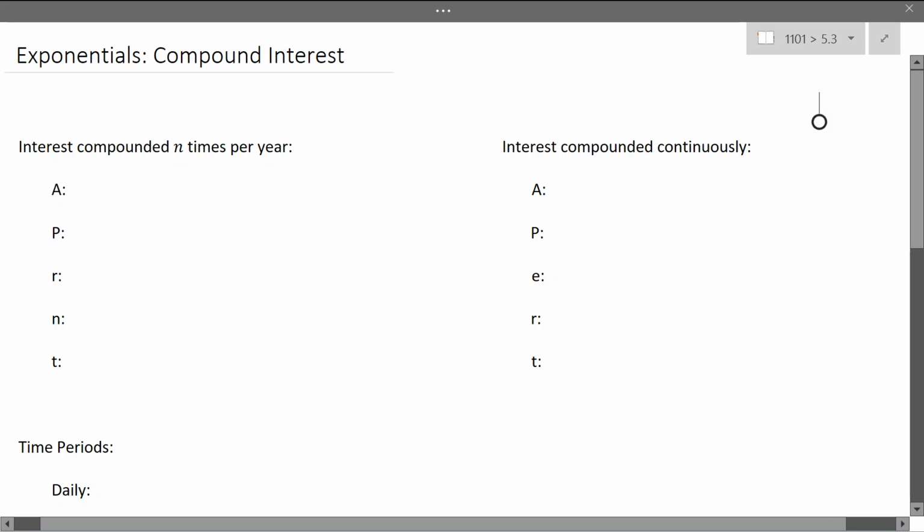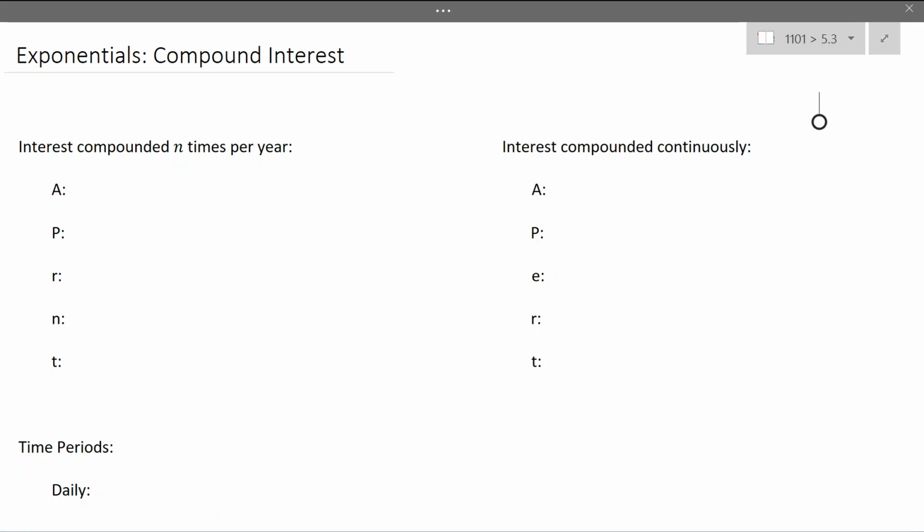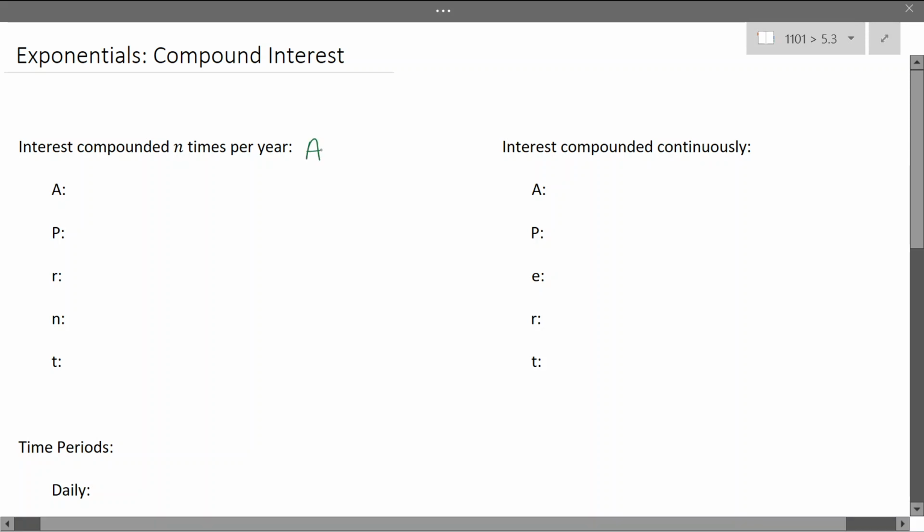In this video, we're going to be talking about compound interest. First, let's talk about interest compounded n times per year. To calculate that, we have a formula: A equals P times (1 plus R over N) to the NT.